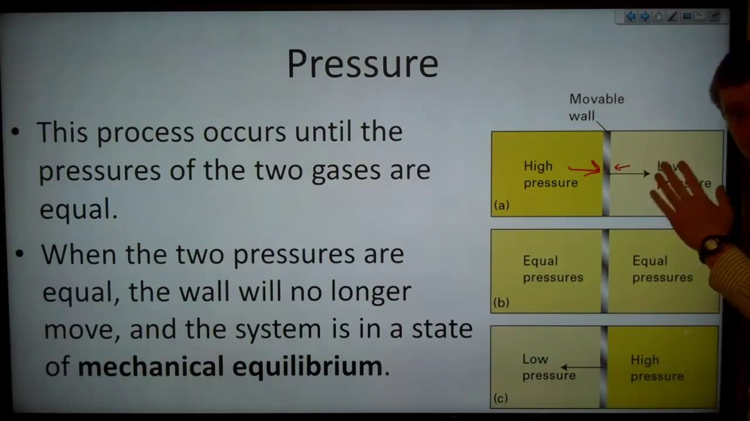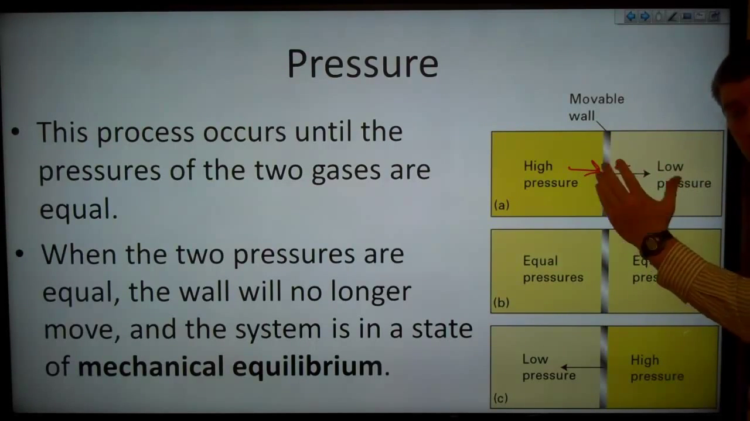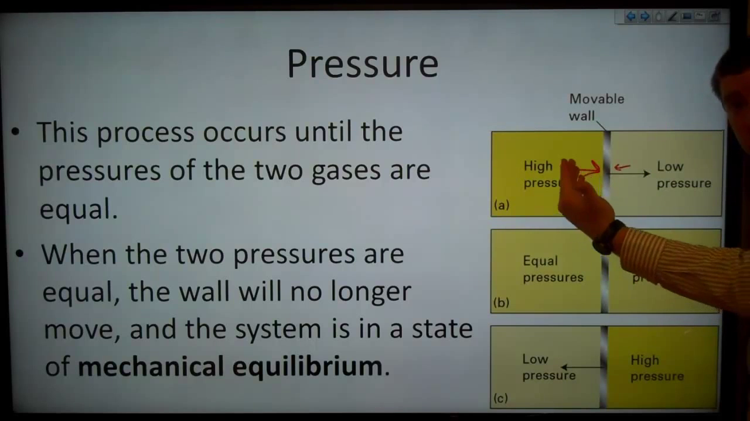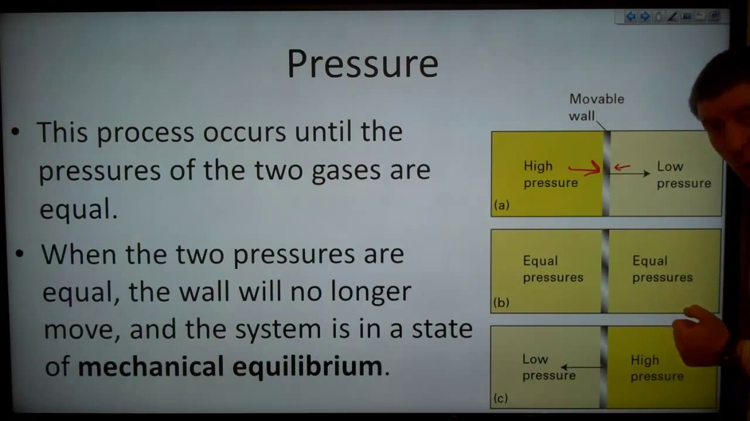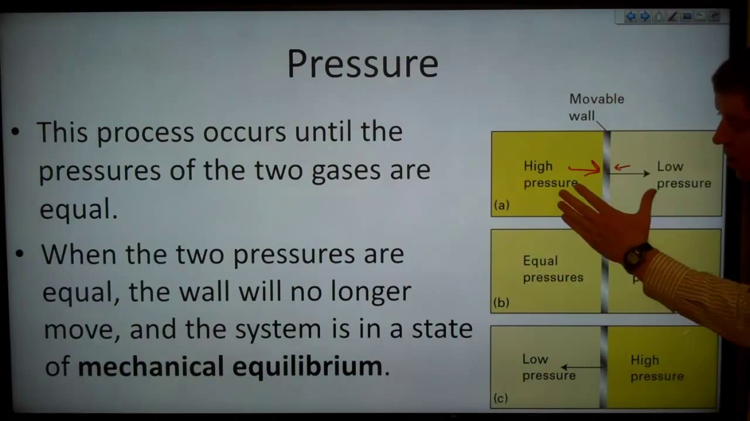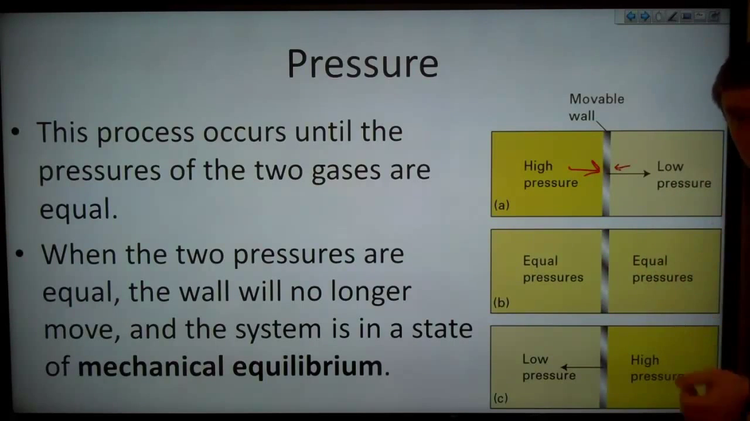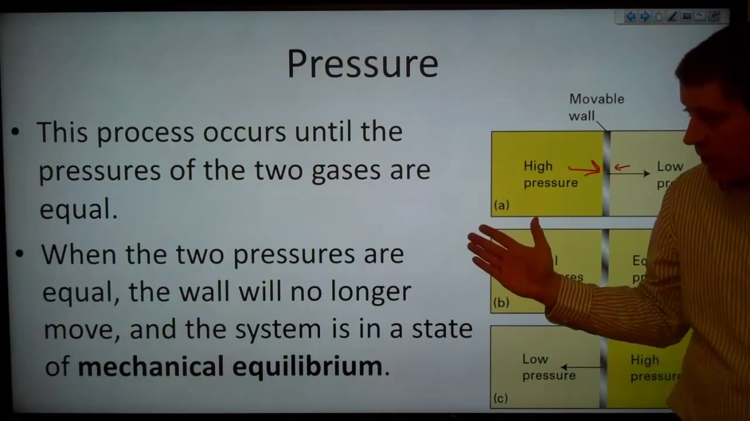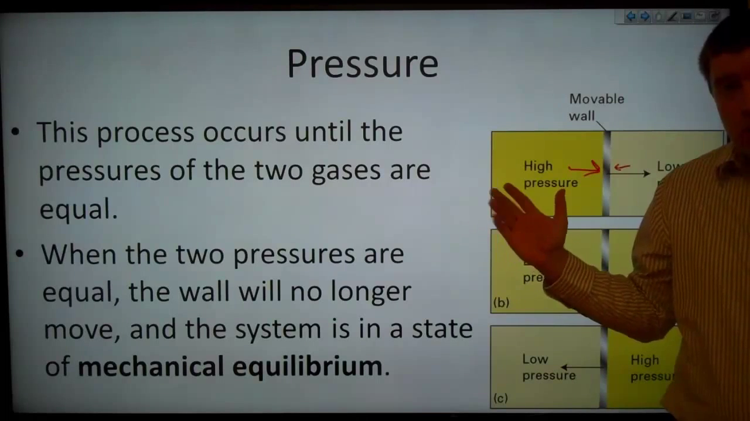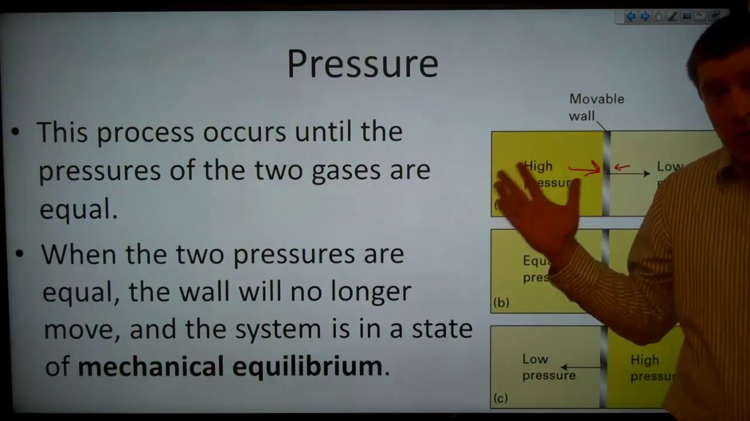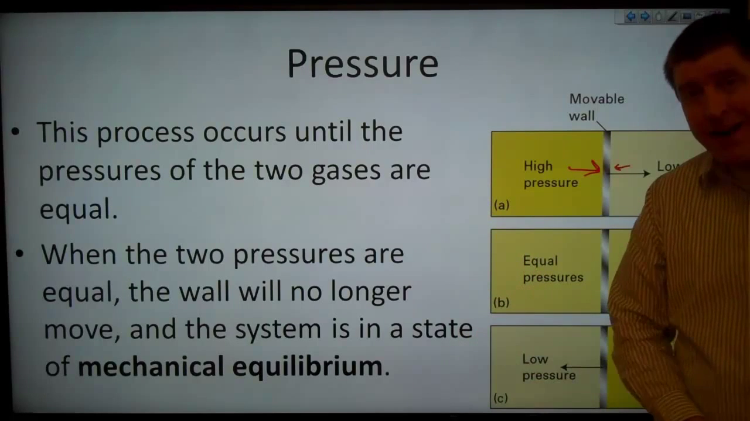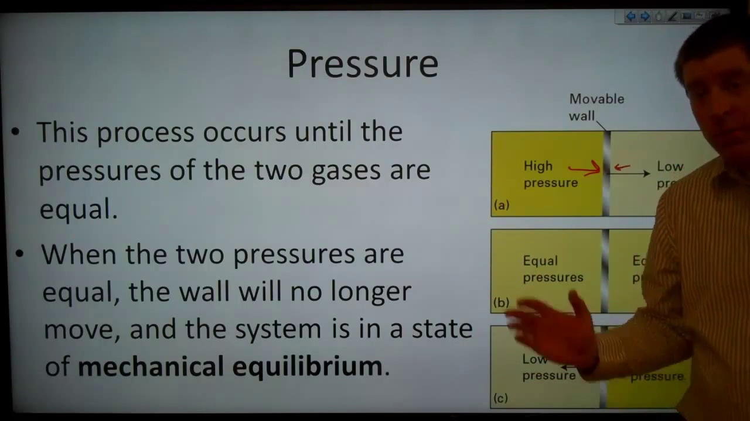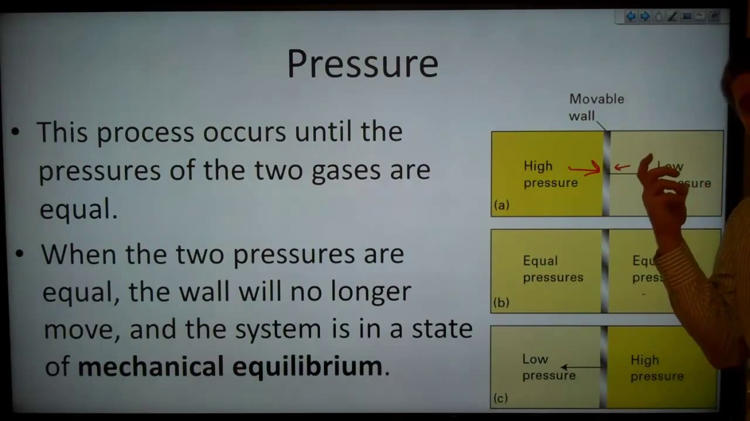So if there's low pressure, we have some number of collisions on there, but on the other side, we either have collisions that are striking with more force, or we have more collisions coming from the higher pressure side. So we know that that piston will move as long as it is able to move. And so when those two pressures are equal, then the piston no longer moves, and now we've reached a state of equilibrium. In this case, we've reached a state of mechanical equilibrium, an equilibrium between one side and the other.